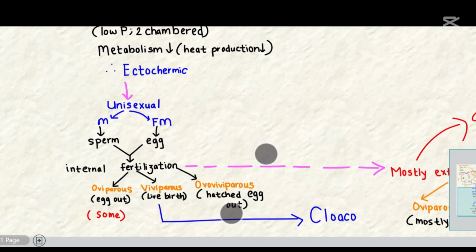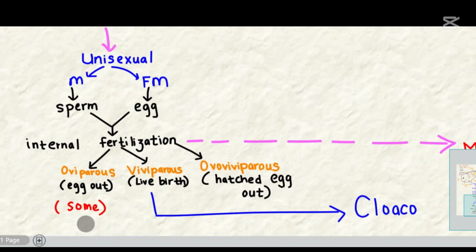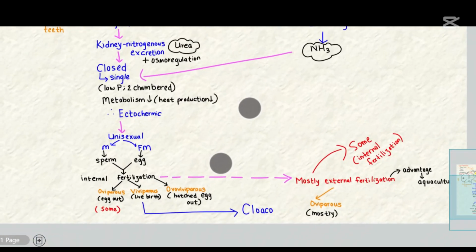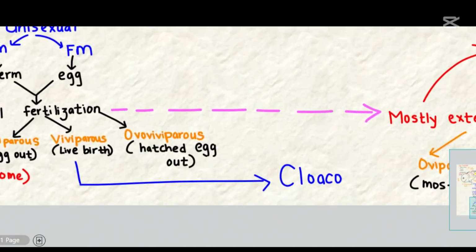So these are the three main types, and out of these, some of them show oviparous, others show ovoviviparous. So there are some differences between class Chondrichtyes and Osteichtyes, and this is one such important difference that's difficult to remember for most of the students. Then after you have the fertilization and the reproduction part, now they're going to release the young ones. So how are they going to release it? They're going to release it through the cloaca.